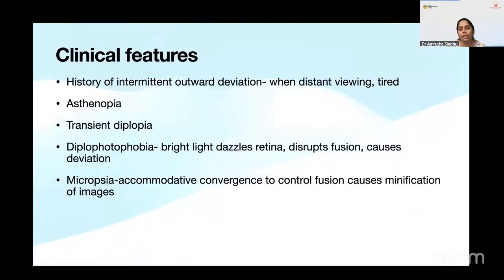And one more uncommon presentation is called micropsia. Micropsia, the image appearing smaller, is called as micropsia. Whenever the child tries to accommodate, to control the fusion, because of the accommodation there is minification of image. This gives an impression of object appearing smaller than what it really is. So that is called as micropsia. Micropsia is also an uncommon clinical feature which we see in intermittent exotropias.